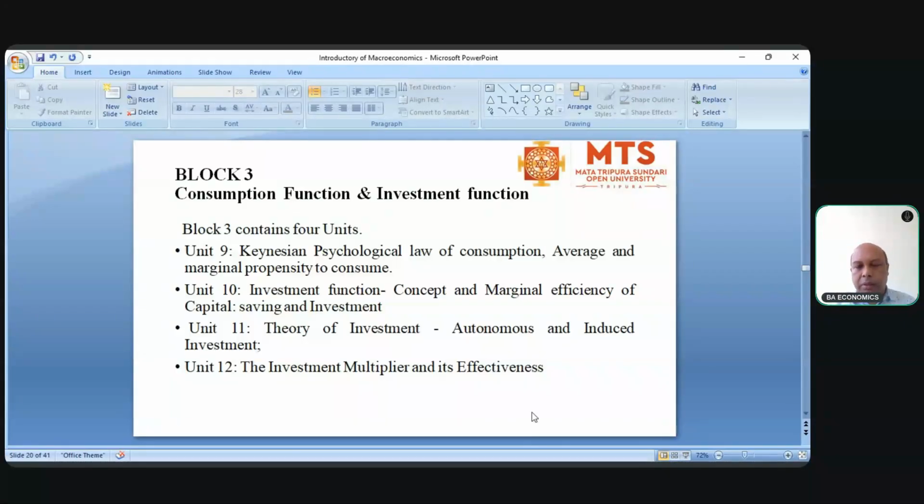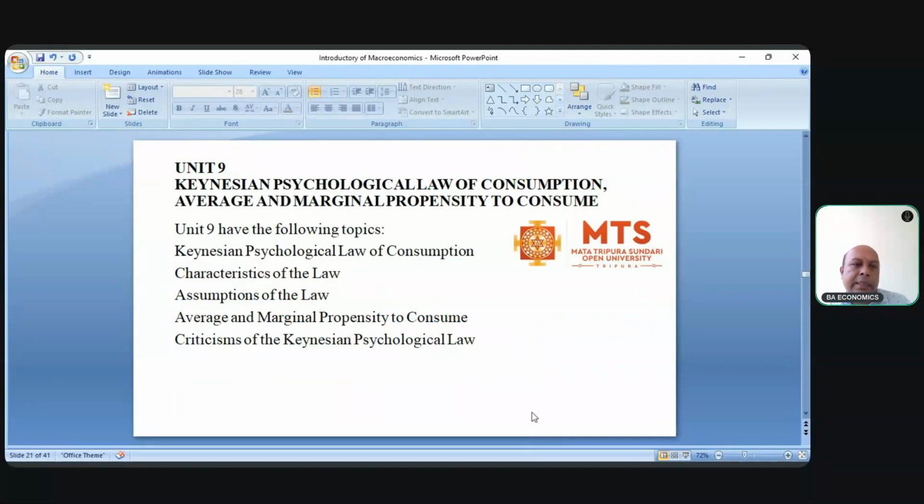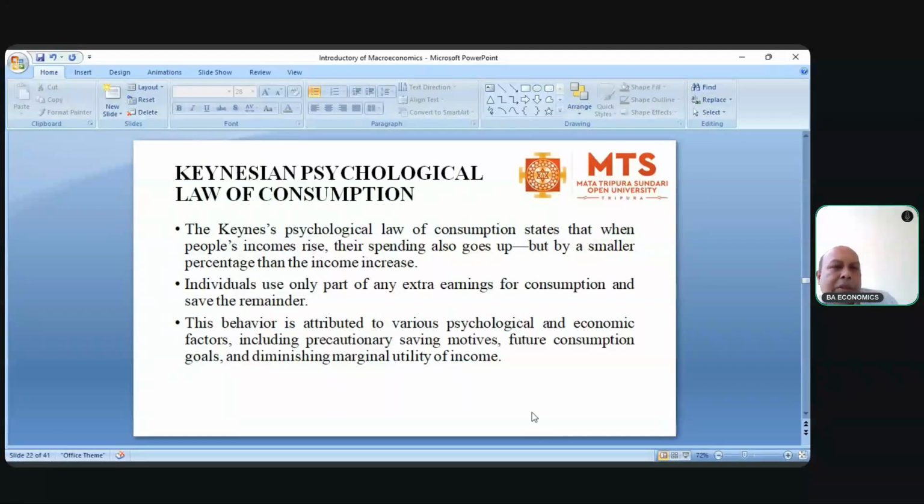So first we go to the first unit, and it is the Keynesian psychological law of consumption and average and marginal propensity to consume. In this unit, I will discuss the Keynesian psychological law of consumption, characteristics of this law, assumptions of this law, what we mean by average and marginal propensity to consume, and also criticism of the Keynesian psychological law. So first I'll discuss what we mean by the Keynesian psychological law of consumption.